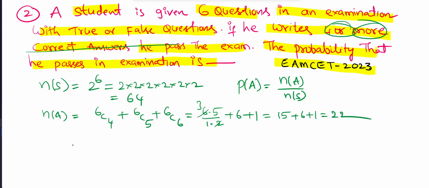So now probability P of A is equal to N of A by N of S. N of A is 22 by 64. Here 2 cancels, 22 by 64 becomes 11 by 32. That is equal to 11 by 32. This is the required answer.